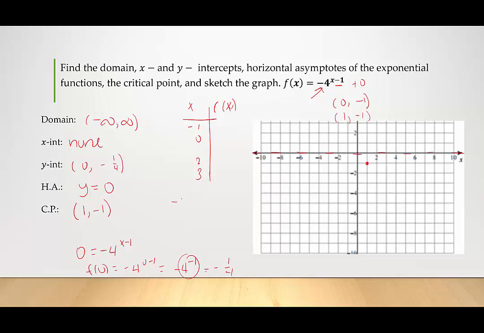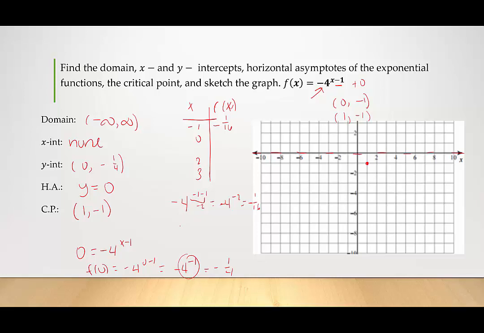Okay, when we plug in -1, we get -4 to the -1 minus 1. This is -2. 4 to the -2 is 1 over 4 squared, and there's that negative in front. So this is going to end up being negative 1 over 16, really, really close to 0, but not quite there, right? It's never going to actually reach 0.